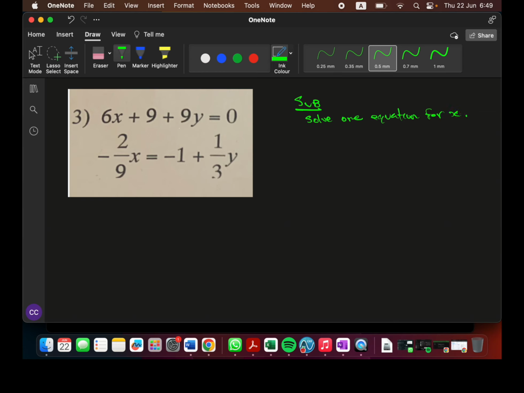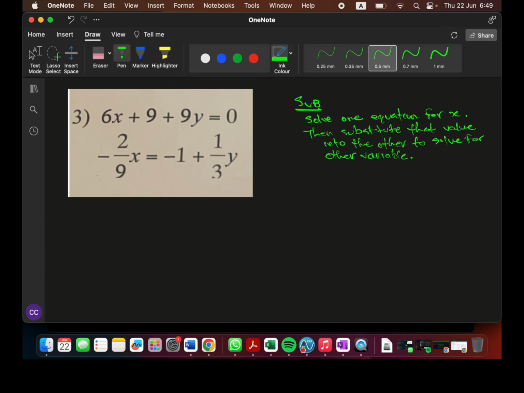Let's say we solve for x, then substitute that value into the other to solve for the other variable. Now, that's an option. I don't particularly like doing that, especially in this situation.